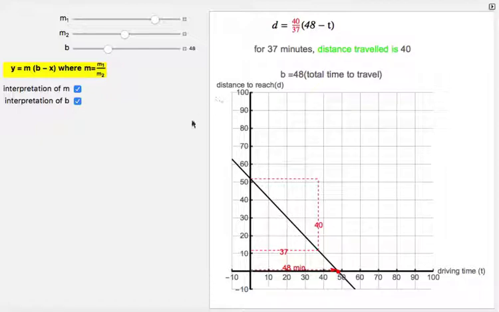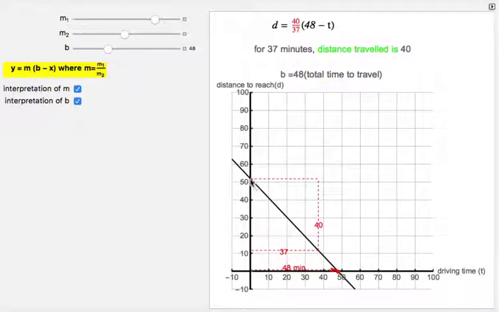So they might ask you a question on the SAT or on some exam, in 37 minutes, how far have you traveled? Well, you can look here and say we had 50 some odd miles, feet, whatever it might be, to go until our destination, and 37 minutes later we have what looks like maybe 12, maybe 52 and 12, and we've traveled 40 feet.